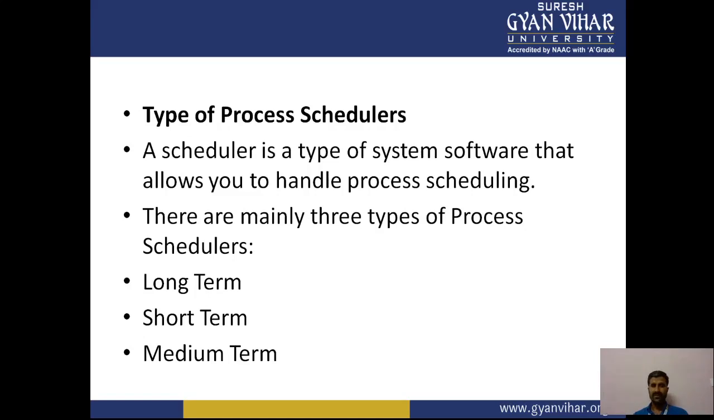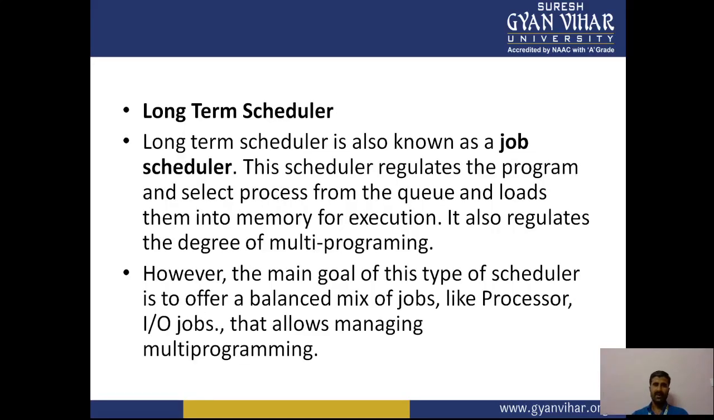There are three types of schedulers: long term, short term, and medium term. Basically, if we are going to discuss long term scheduling, the long term scheduler selects processes from a queue. Actually, while we are discussing the schedulers, right?